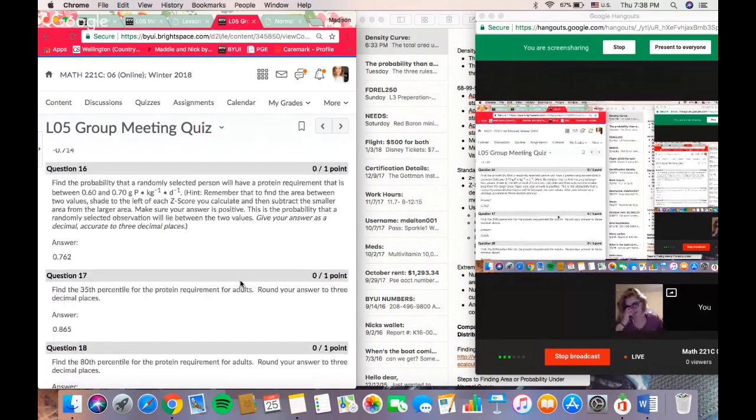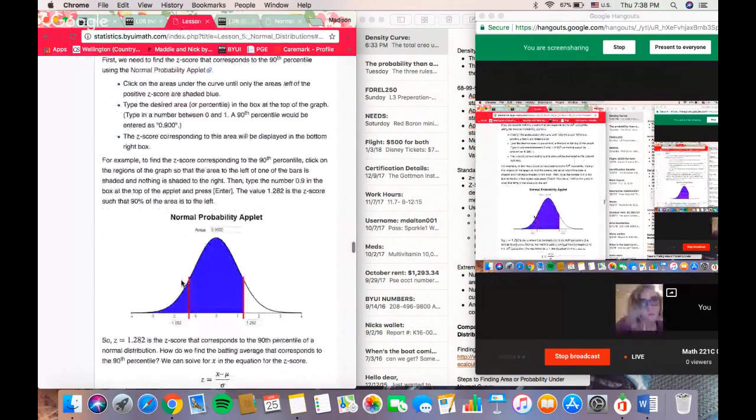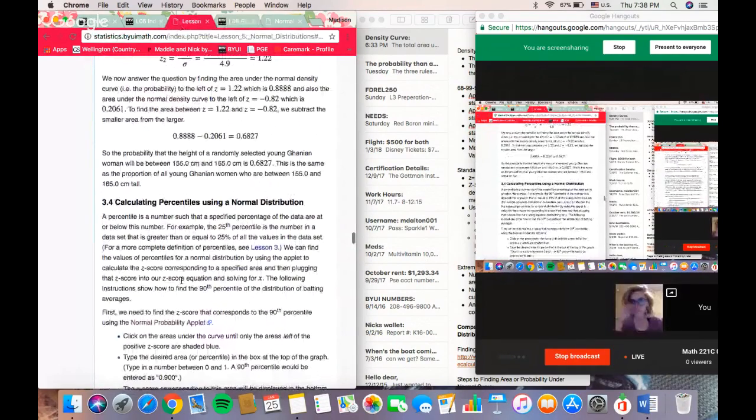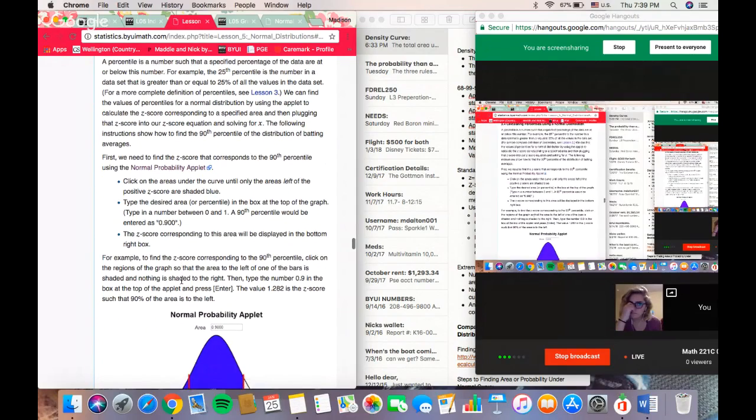Okay, so find the 35th percentile for the protein requirements for adults. So then if you do finding the percentile, is the number of data set that is greater than or equal to 25%. So we can find the values of percentiles for a normal distribution by using the applet to calculate the z-score. And then plugging that z-score into our z-score equation and solving for x.